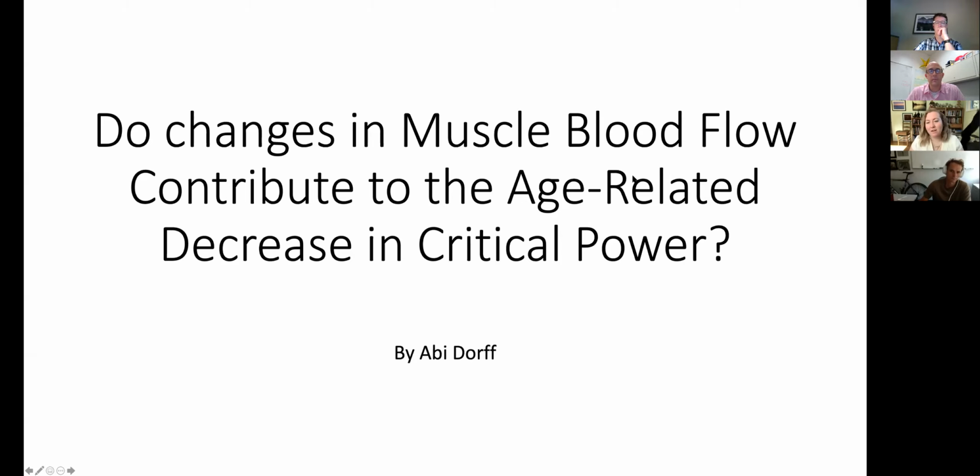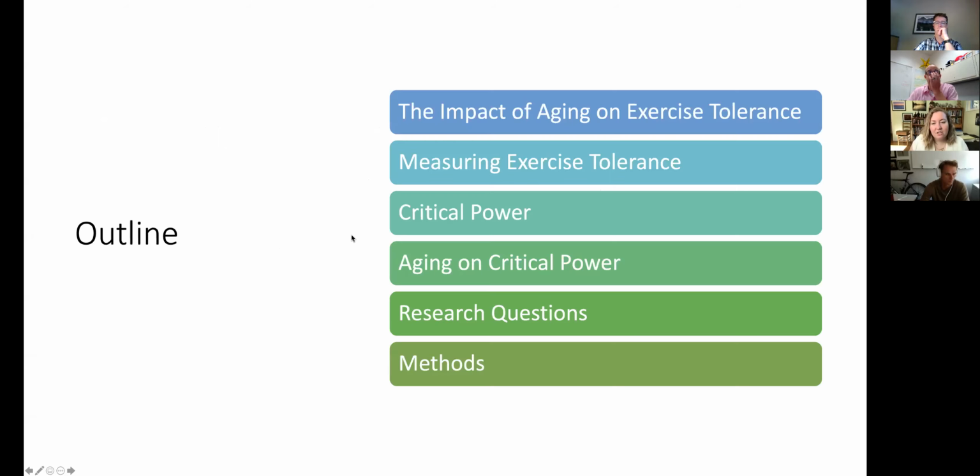Since Dr. Gifford already introduced the question, I am just going to move on to my outline. So today I'm going to go over, first off, the impacts of aging on exercise tolerance. And then I'll talk about different ways to measure exercise tolerance. And then we'll talk about critical power.